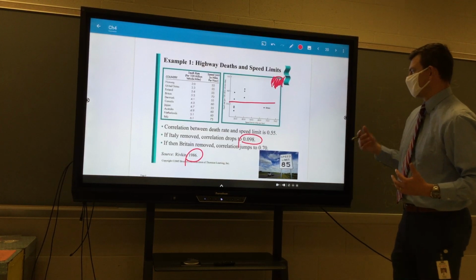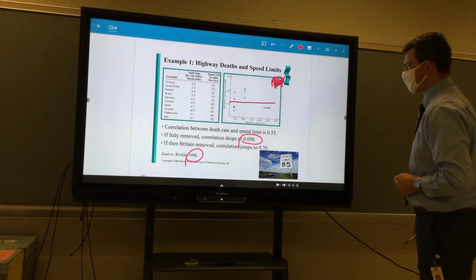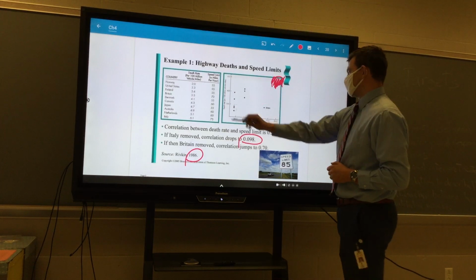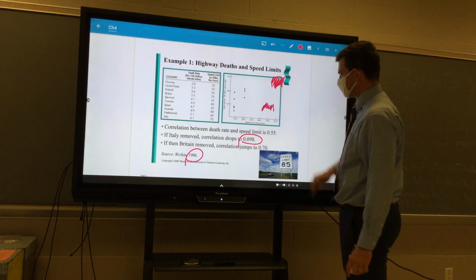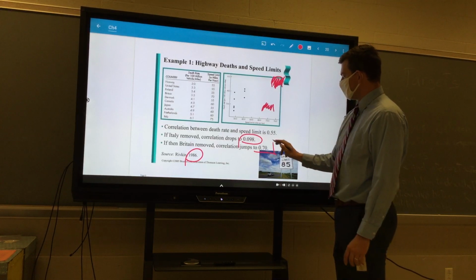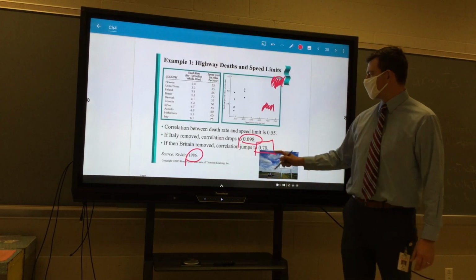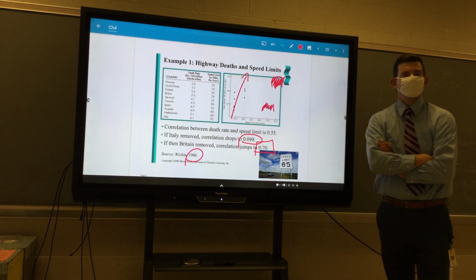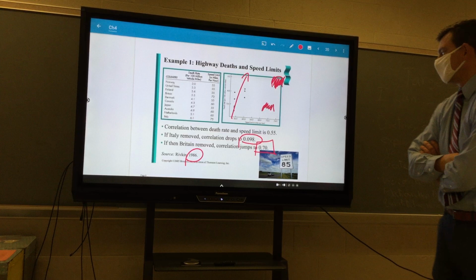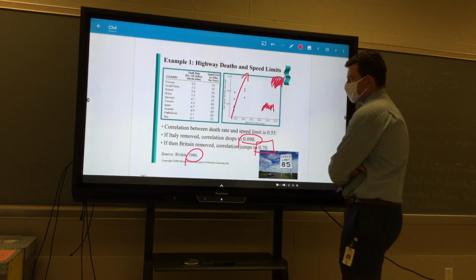Okay? So what really stands out now is Britain. Britain, with its high speed limit, doesn't fit the rest of these countries. Let's take Britain out of it. Now, the correlation jumps back up to 0.7. This is the strongest correlation that we've had yet. A correlation of 0.7 is a pretty good fit.